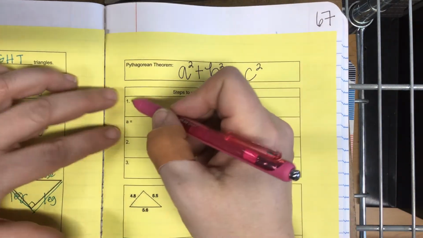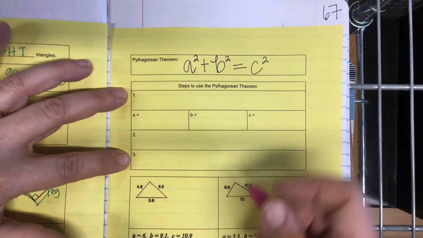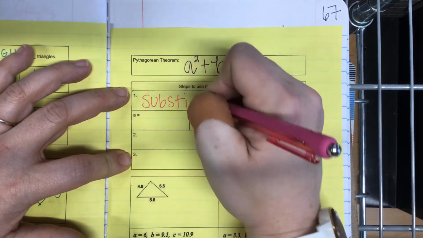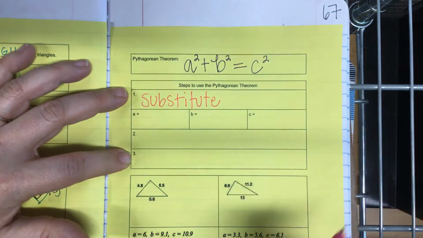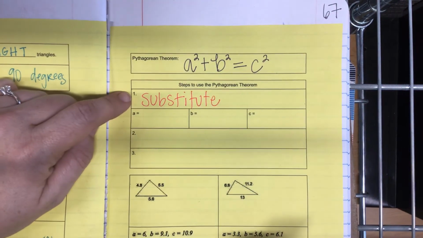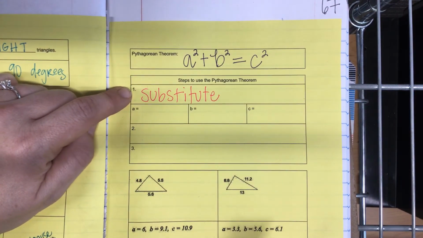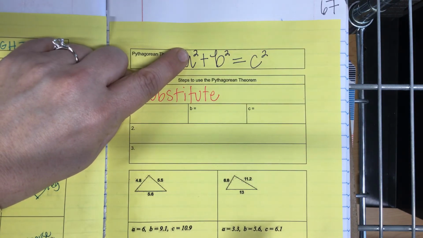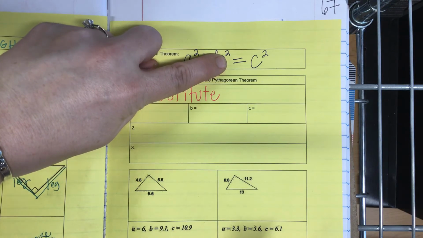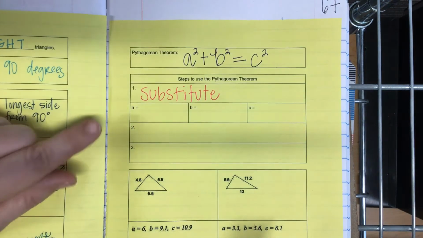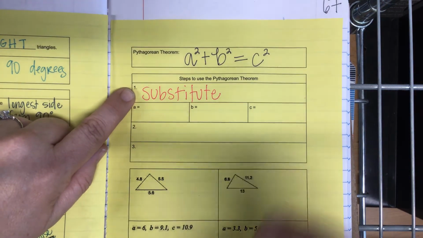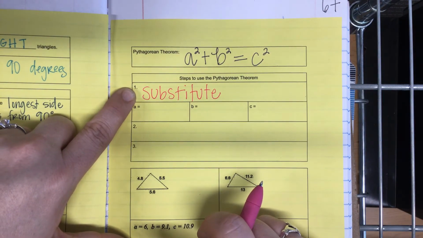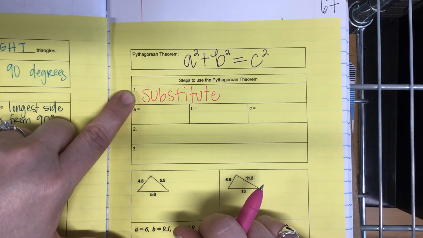We're going to fill in 1, 2, 3. We substitute. What does it mean to substitute? Replace. Instead of A, we're going to put something. Instead of B, we're going to put something. And instead of C, we're going to put something. We're going to put numbers in place of variables. And we're going to use a special rule.